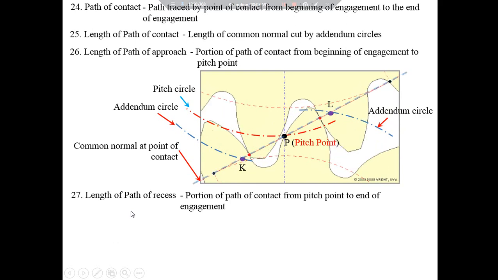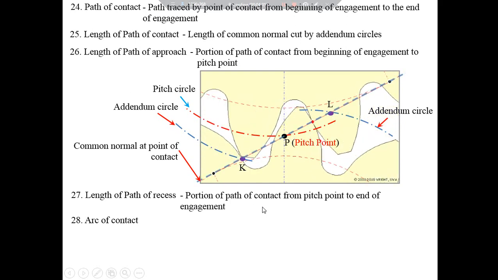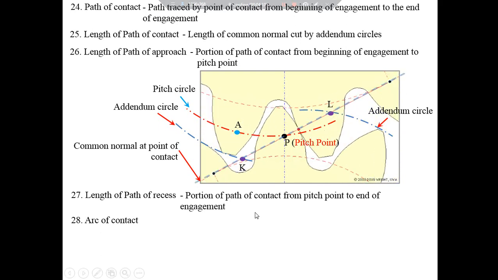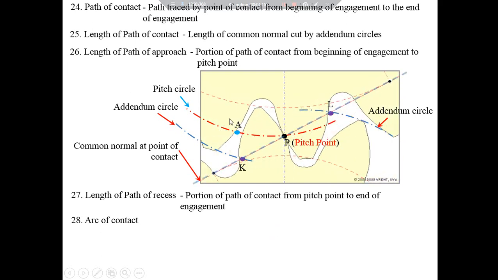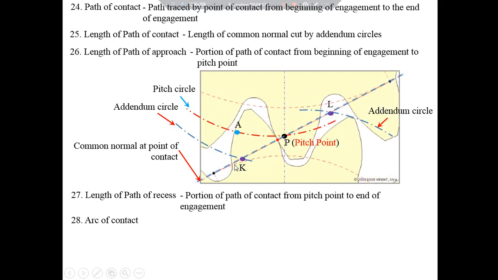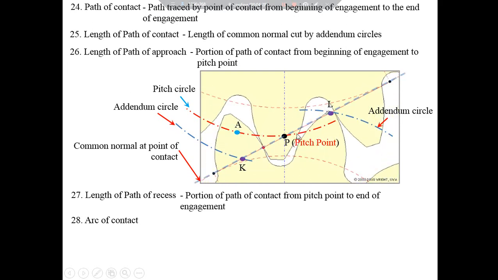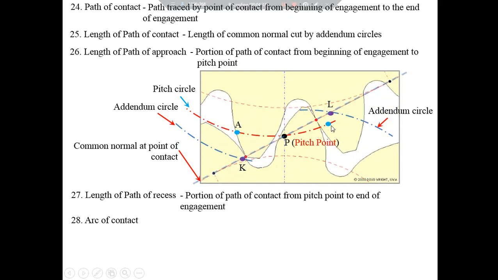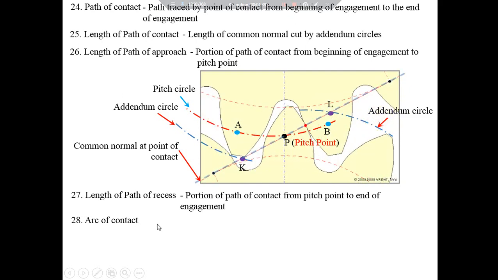Definition number 28 is arc of contact. To define arc of contact, consider a point A on the circumference of the pitch circle when beginning of engagement takes place. As the point of contact travels along the common normal from K to L, let us say this point A turns along the circumference of the pitch circle from A to B and thus traces an arc. This arc is called as arc of contact.